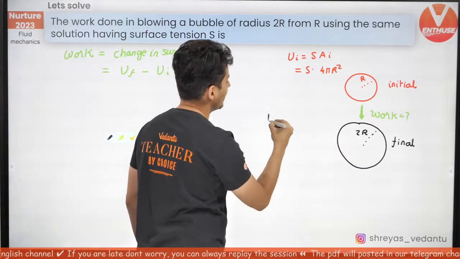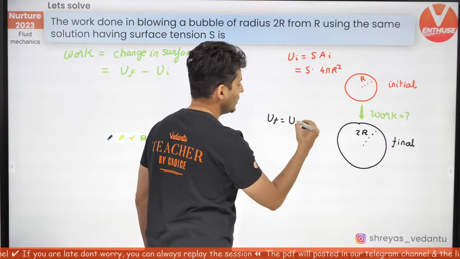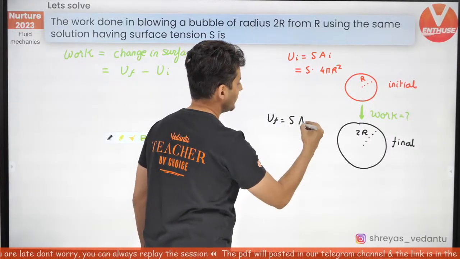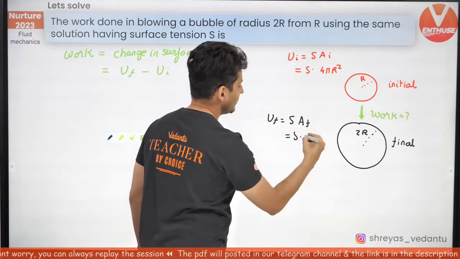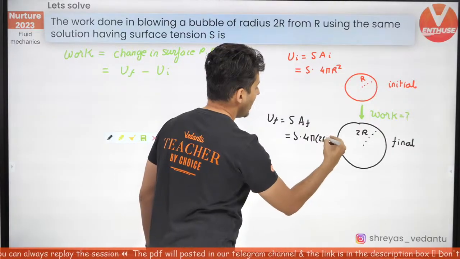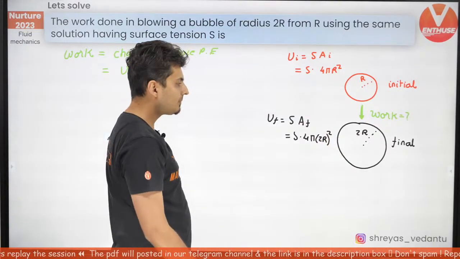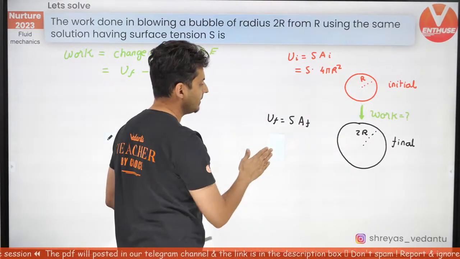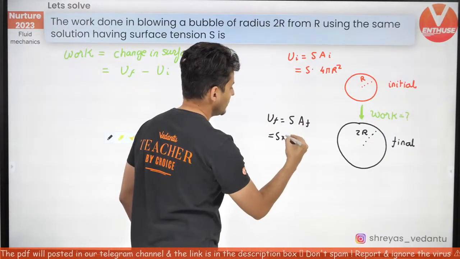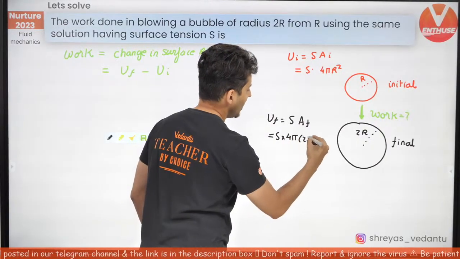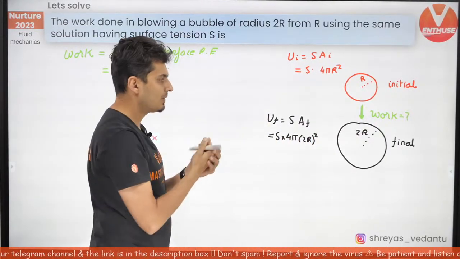Now, same thing for final. What will the final potential energy be? It will be U is equal to S into A final. That is S into 4 pi (2r) whole square. Correct? So I'll just put it right over here. S into 4 pi (2r) square, because that's the new radius, surface area of a sphere.